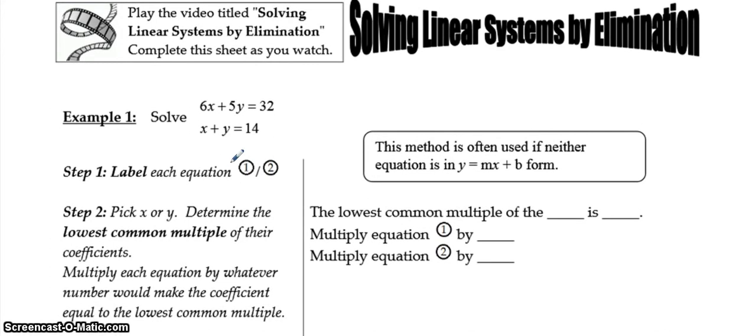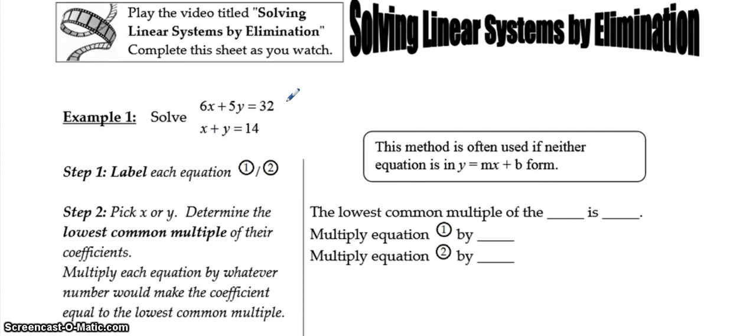In order to use the elimination method, you have to have both of your equations in the same format. If you notice, both the x term and the y term are on the left side of the equal sign, and the constant is on the right side of the equal sign. If they weren't both in the same format, you would have to rearrange one of them to be in the same format as the other one. Since they're in the same format, we can begin.